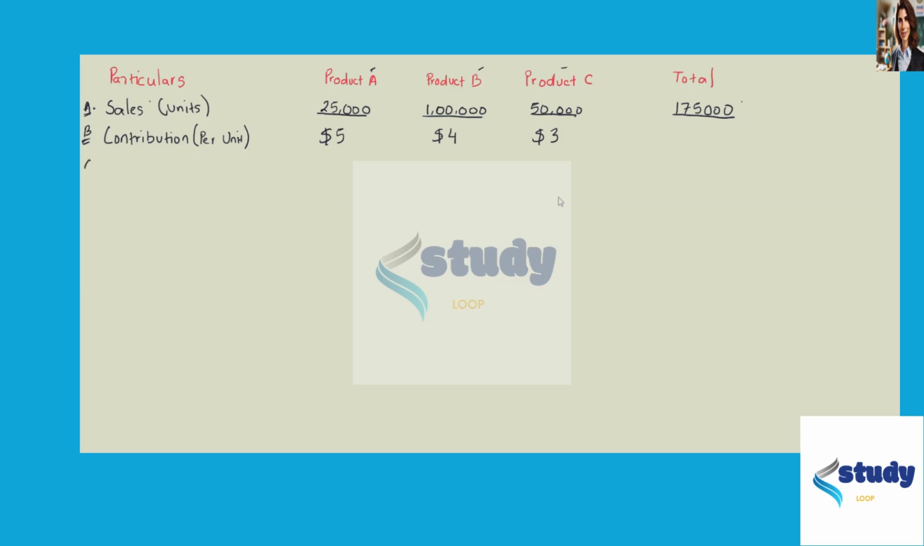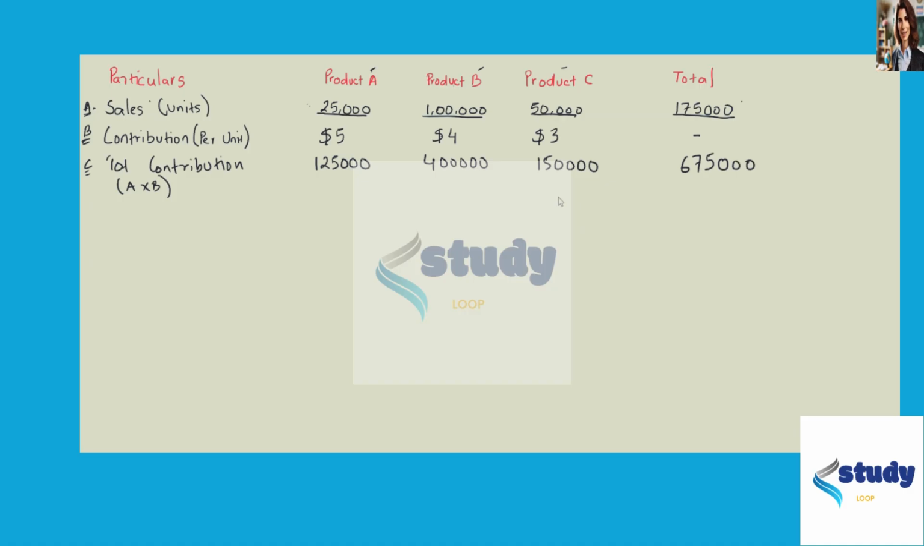Now, if we have to find the total contribution, then we can multiply the expected units to be sold with the contribution per unit. So, contribution will be, for A, 5 into 25,000, that is 125,000, and 4 into 1 lakh, that is 4 lakh, and 3 into 50,000, that is 150,000. If we total this contribution, then we have in the total column 675,000.